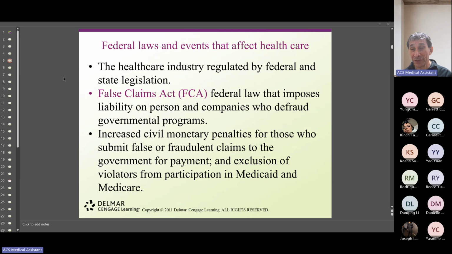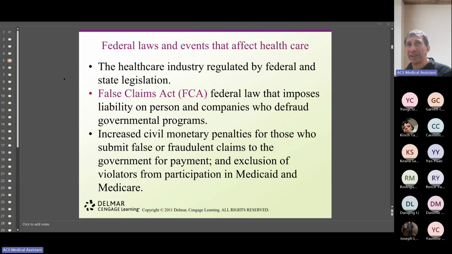And there are different types of fraud, not just billing for services that were not provided or increasing the cost just to get paid more. Not just that. We're going to see some other ways of committing fraud. You will see. So that's basically what it is.